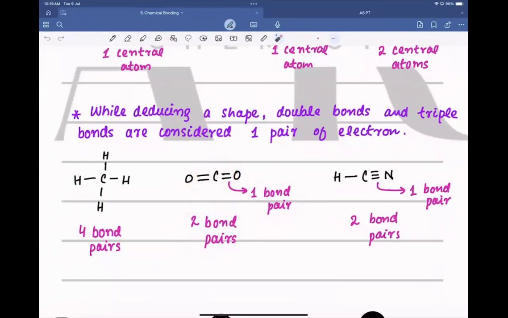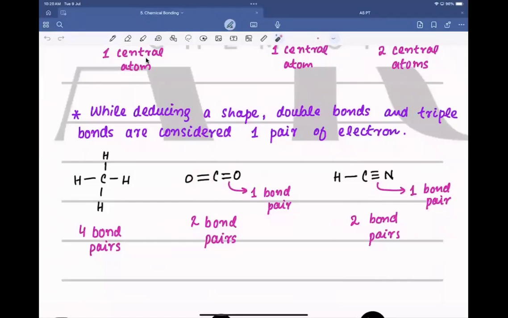In the same way, if you look over here, there are 4 bond pairs actually, but for the purpose of deciding the shape, we consider this as one bond pair and we consider this as one bond pair. Is this understandable? If you have any query, any question till here, please ask.